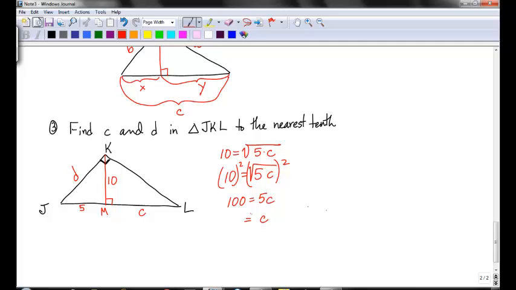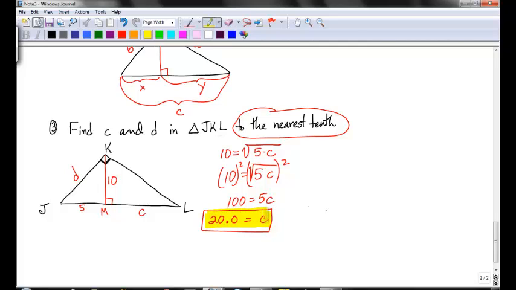Okay, be careful now. 20.0. Yep, because they want it to the nearest tenth. I just counted some wrong yesterday on trig because they didn't follow that direction. So, mean old lady Elliot. Okay, now we have C. So we know what C is. C is 20.